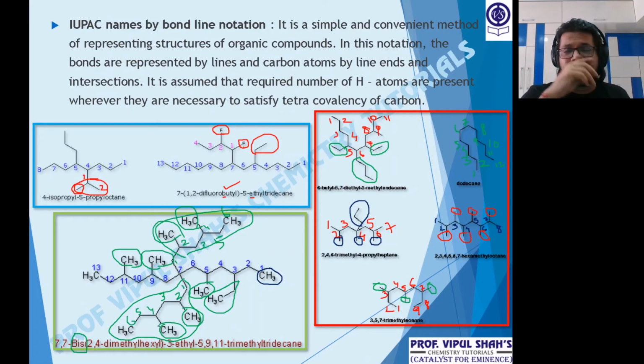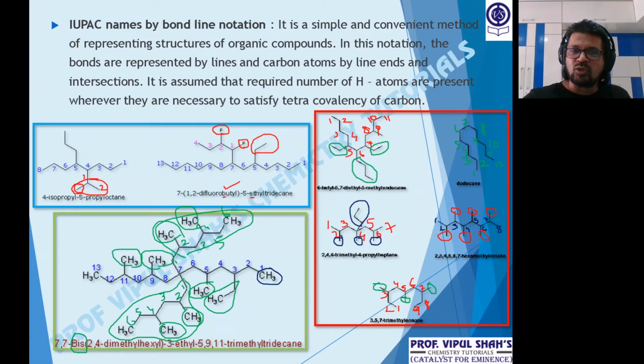What if there were 3 attached? Tris. 4 attached? Tetrakis. We can't have more than 4, right? Because carbon valency is 4. So whenever you have 2 similar branched alkyl groups attached on the same carbon, use the nomenclature bis. That's why the name, look at that, 7,7 bis. And this bis is considered in the alphabetical order. That's why we are writing it first. So 7,7 bis. Now what are they?